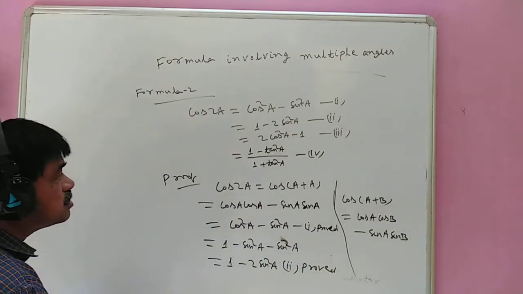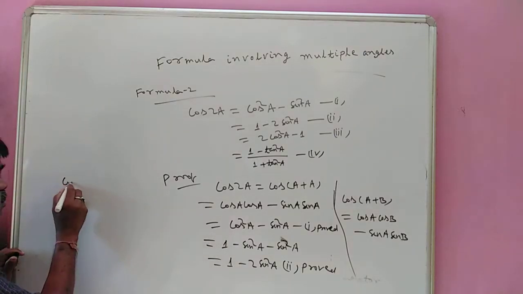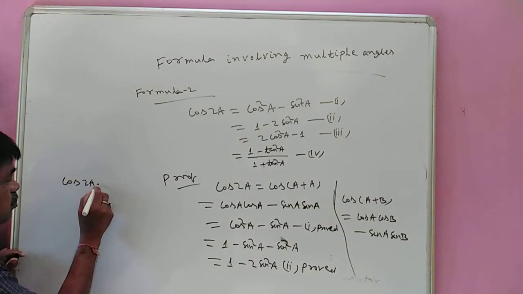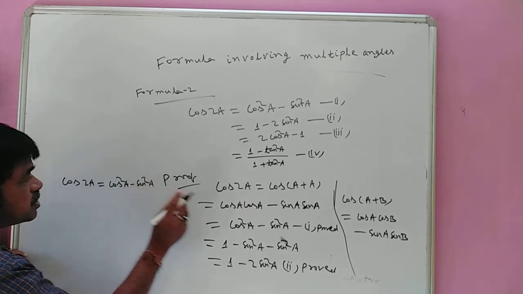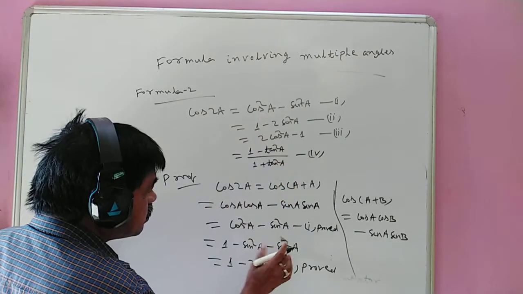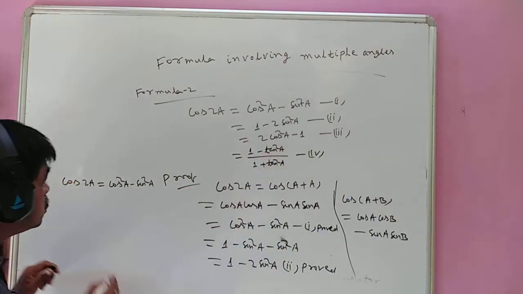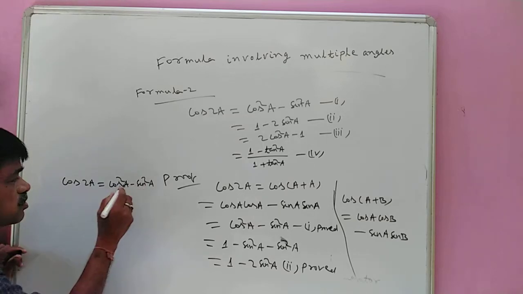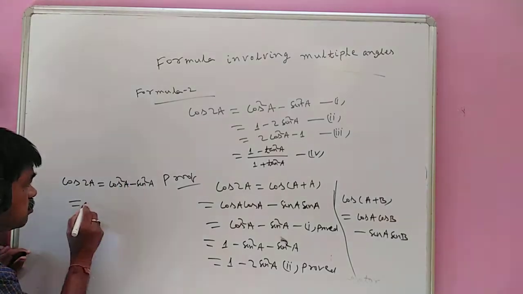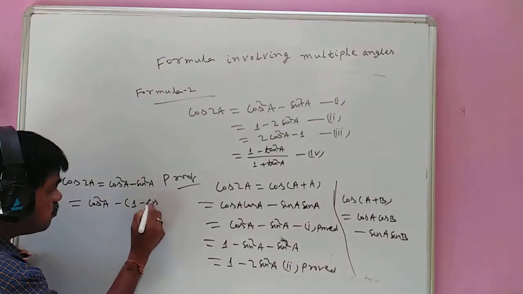Very good. Then the third one. Let us prove the third one. You know cos 2a is cos square a minus sin square, because this first one is your basic formula, which you have already derived here. If you want to express in terms of cos, this one is cos, so keep it like this. Then express this sin square in terms of cos square. You know sin square is equal to 1 minus cos square.